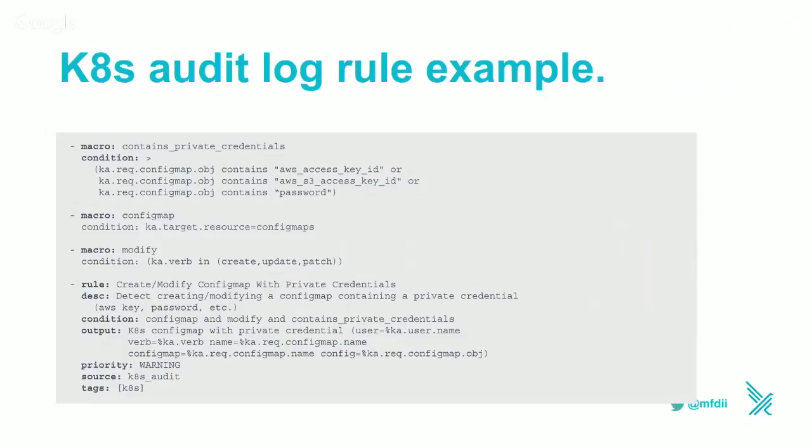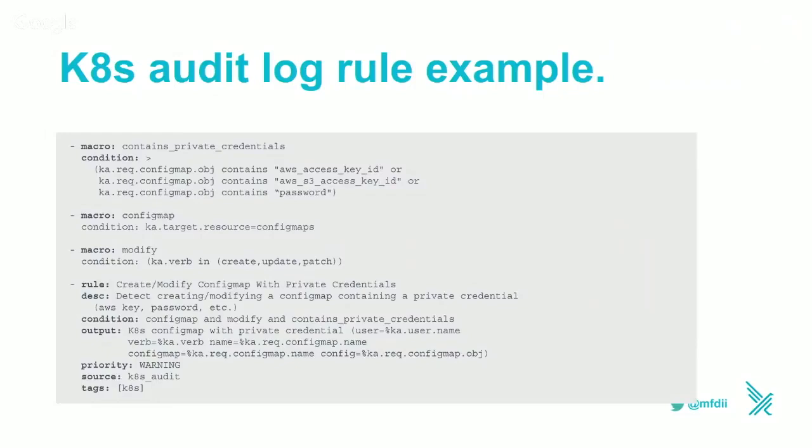like this, right? So we have another macro where we define a config map, which is KA target resource config maps. And then we create a macro called modify, which maps to KA verb in create, update, patch. So we need to create this macro called modify because there's multiple ways to modify something via the Kubernetes API. And then we create the rule itself.